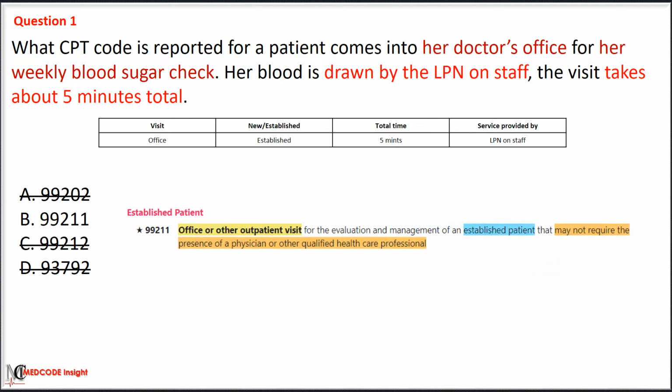Code 99211 is used for an established patient and may not require the presence of a physician or other qualified healthcare professional. Since the patient is seen by a licensed practical nurse, the description of this code also gives us a hint, that this code is for visits typically lasting 5 minutes. So the correct option is option B with the code 99211.